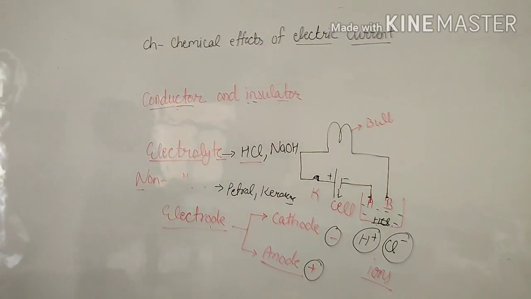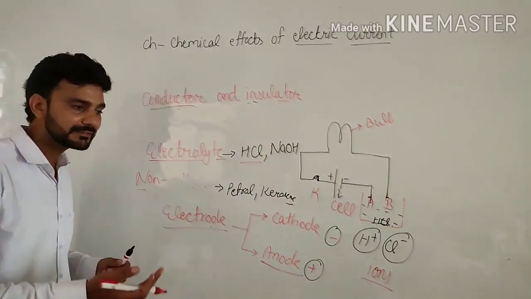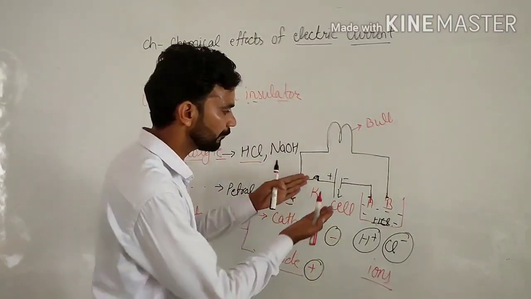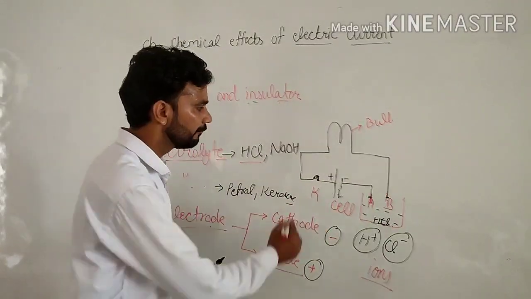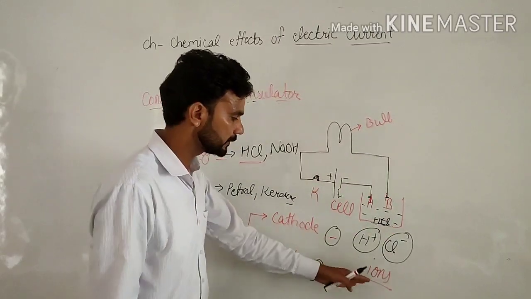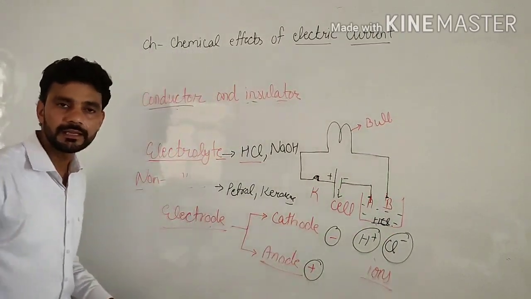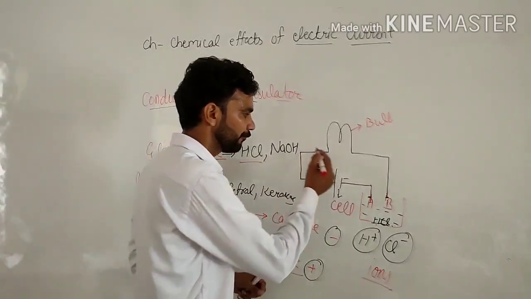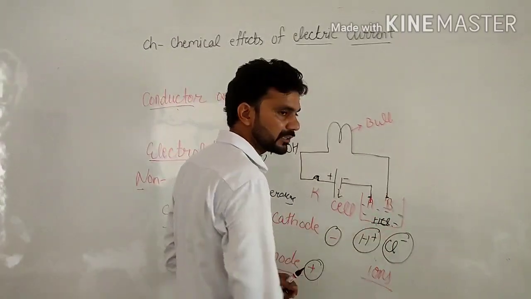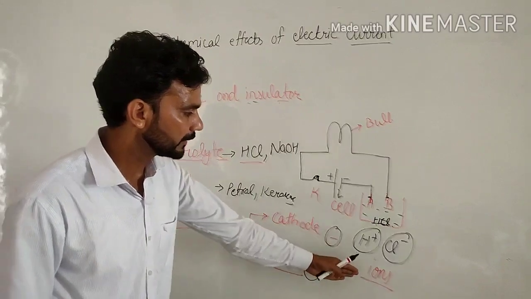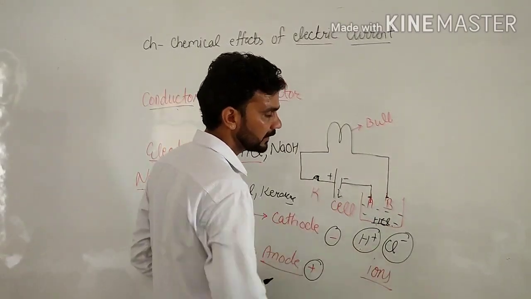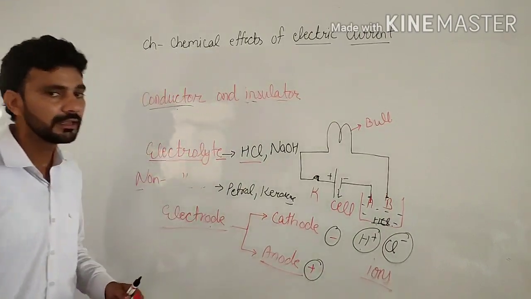Now what are ions? The electrically charged atoms or group of atoms which are formed in an electrolyte when current passes through it are known as ions. The electrically charged atom or group of atoms which are formed when the current passes through an electrolyte are known as ions. This H positive and this Cl negative, these are known as ions.